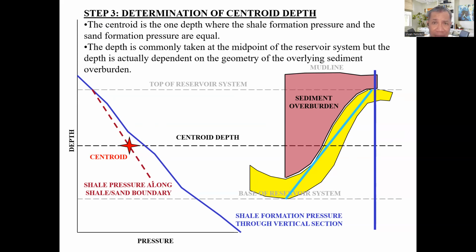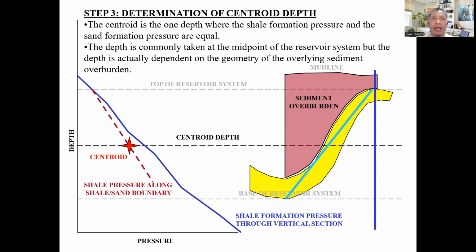The centroid depth is the depth within the reservoir system where the pressure exerted by the shale formation and the sand formation are equal. This depth is typically considered to be the midpoint of the reservoir system, but it can vary depending on the shape and characteristics of the sediment overburden above the reservoir.